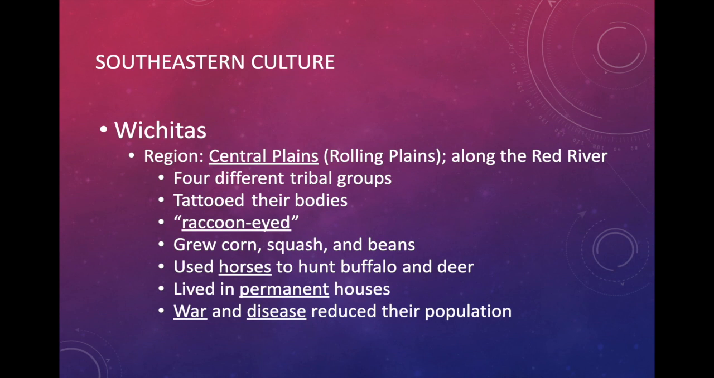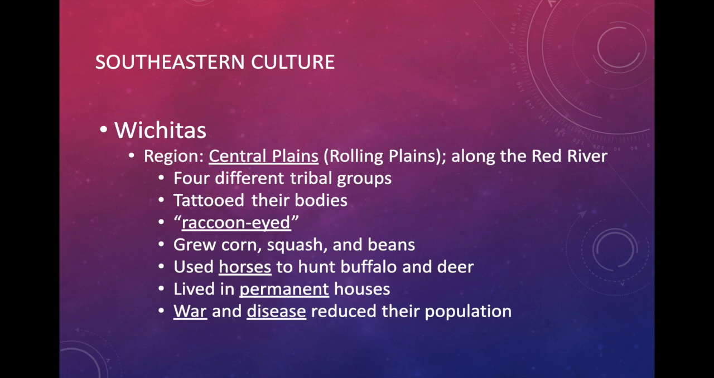different ways of identifying themselves, and one of the main ways was they tattooed their bodies. They were called raccoon-eyed because part of their tattoos covered their eyes to make it look like they were wearing a mask, like they were a raccoon.